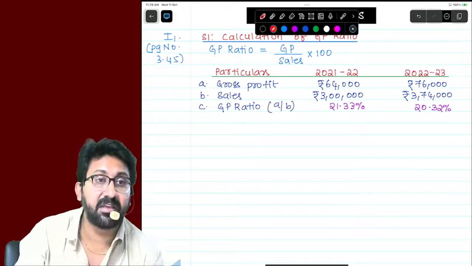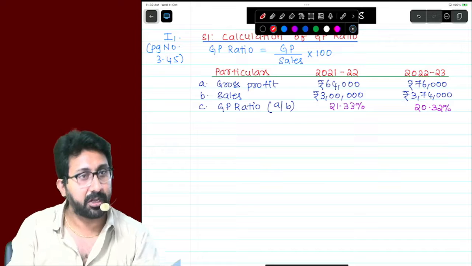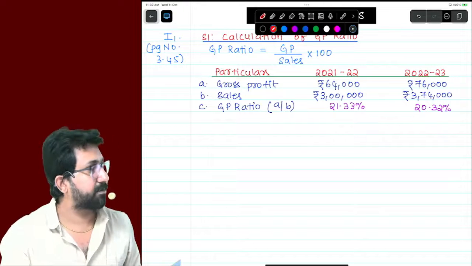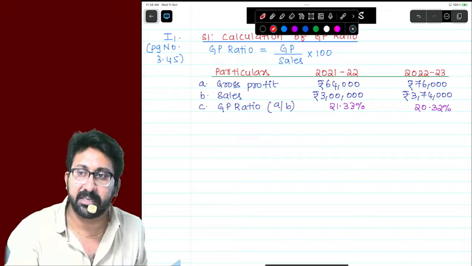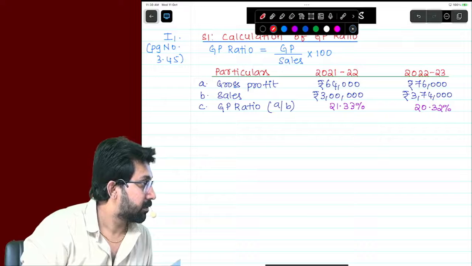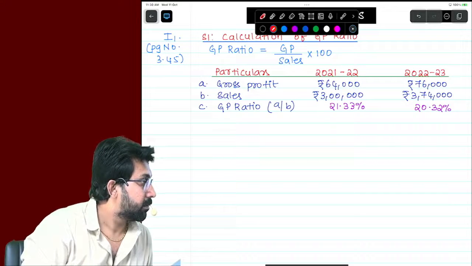Sir, when he asks you to write a comment, don't write that gross profit has fallen. He also knows that. Some people will write that gross profit has fallen, and I can understand that by seeing the notes. Tell me, the question has given that purchase prices have remained stable during the concerned period.